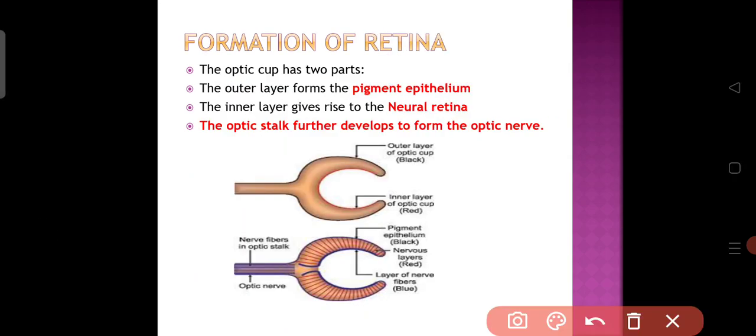Now we'll be discussing the formation of the retina. The optic cup has two parts. The outer part, the black outlined part here, gives rise to the pigment epithelium of the retina, and the inner part, the reddish outlined part over here, gives rise to the neural retina. The optic stalk here gives rise to the optic nerve.